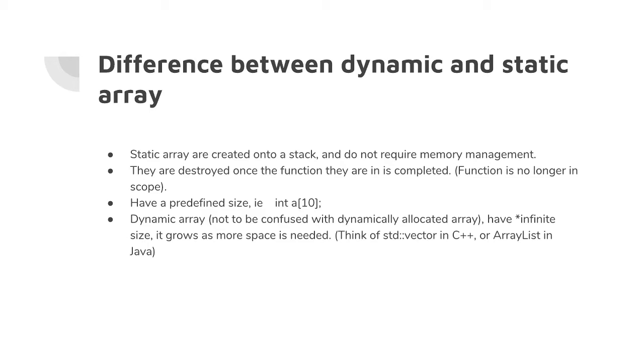So the difference between a dynamic array and a static array is that static arrays are created onto a stack and do not require memory management. They are destroyed once the function they are in is completed, or you can think of it as when the function is no longer in scope. And what that means is, say you have a function that adds two numbers, integer a and integer b. Once that function is completed, those two integers a and b are removed from the stack and are no longer used by the memory. So you can't use them anymore pretty much.